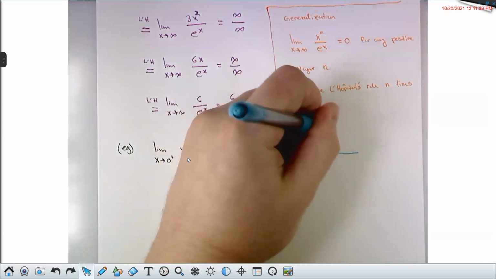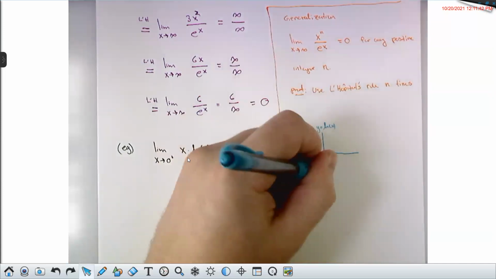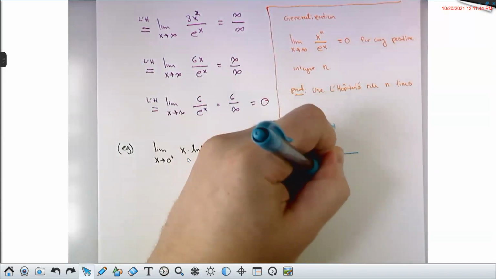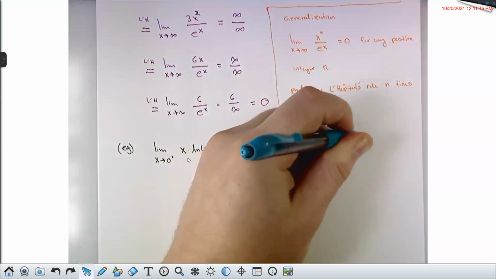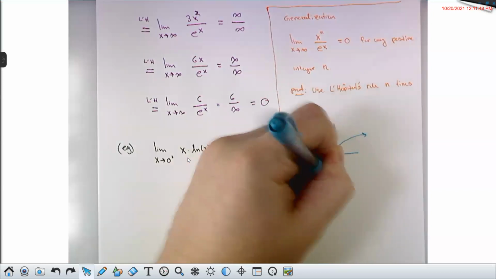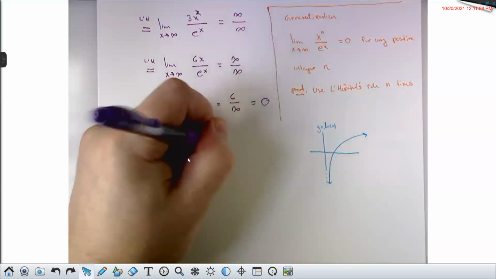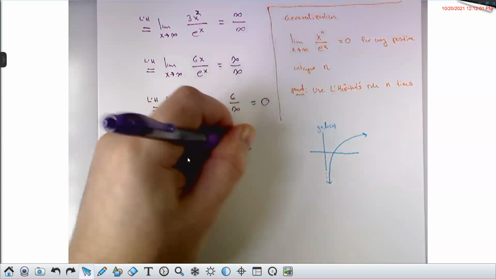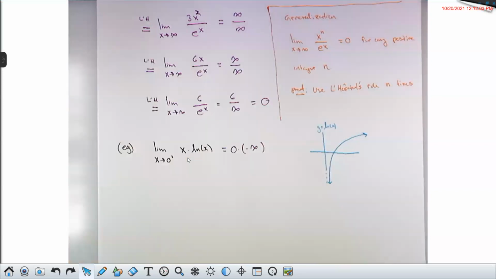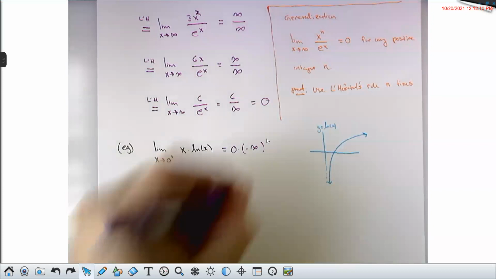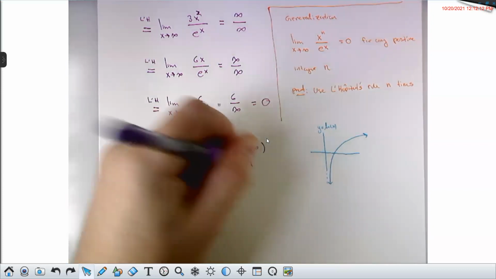Well, if it hits 0, it becomes undefined. It's true that the natural log of 0 is undefined because we have this vertical asymptote. So as x goes to 0 from the right, the natural log of x goes to negative infinity. So at a glance, this looks like 0 times negative infinity. And that is an indeterminate form, right? 0 times infinity, but it's not an indeterminate ratio. This is an indeterminate product.